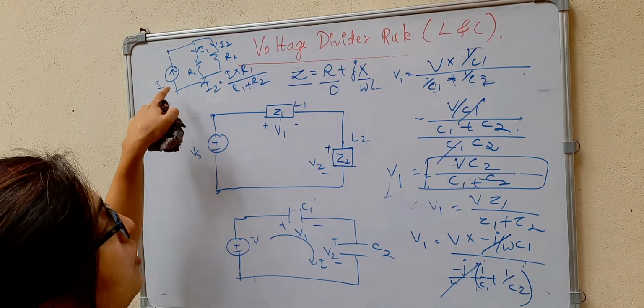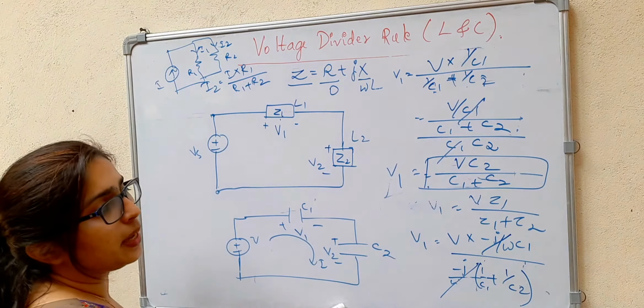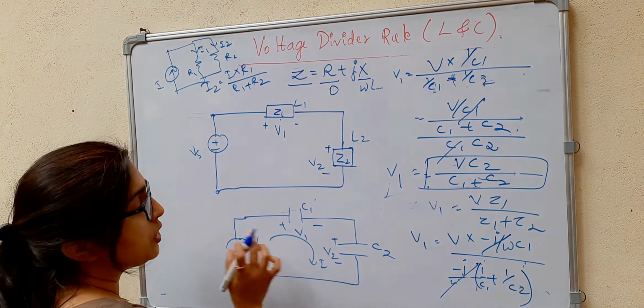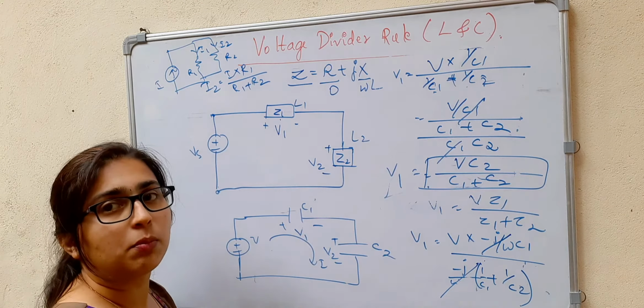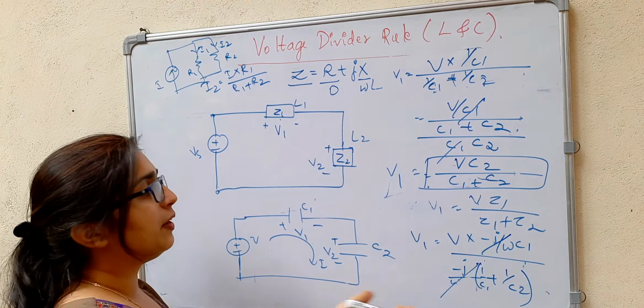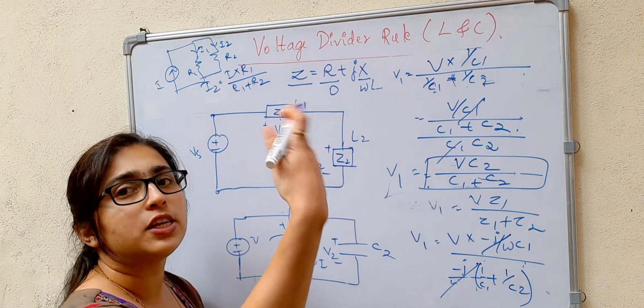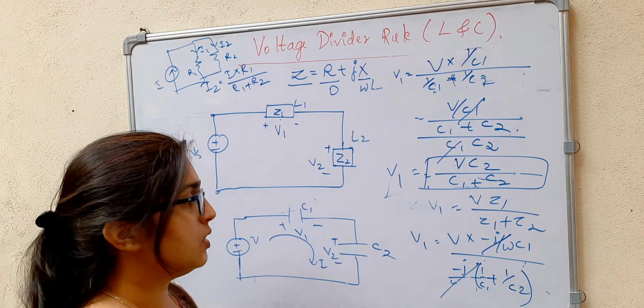So similar to this current divider rule, we have the voltage divider rule for the capacitor, that is voltage into the other capacitor value divided by the sum of capacitors. So current divider rule for this will be reverse of this, meaning it will be the voltage divider rule which is applicable for the inductors and the resistors.